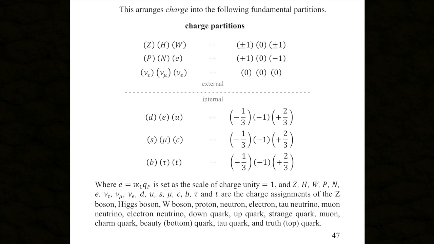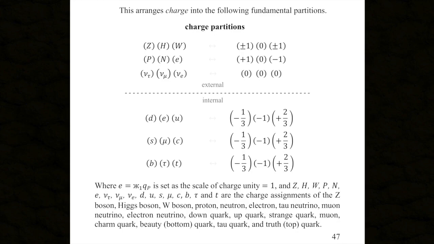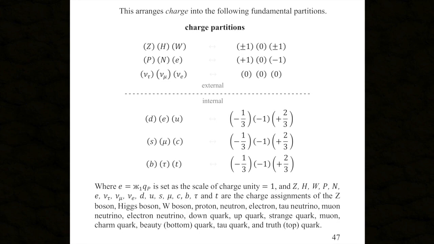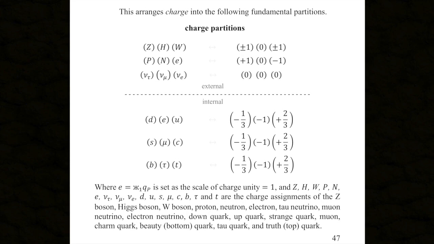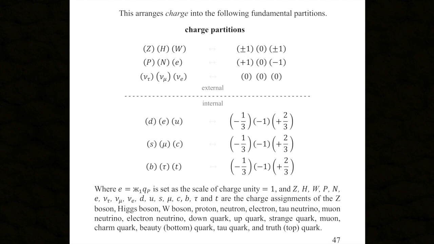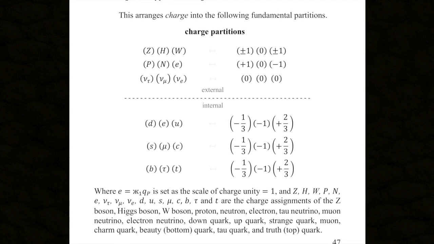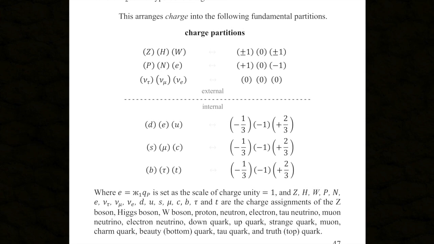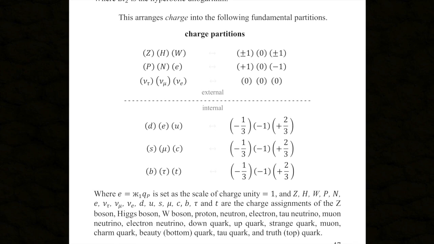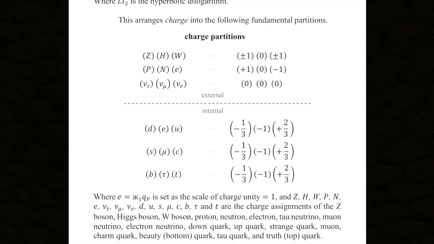The external expressions are either the electron charge or negative the electron charge or zero. But internally, when you look inside of one of those, there are 3 different ways to measure it. You can measure it as having a value of negative 1/3, -1, or positive 2/3. The scale of charge unity is equal to the electron charge.